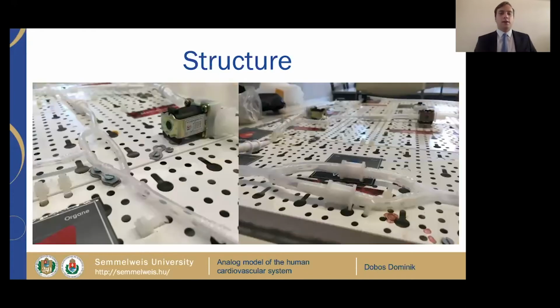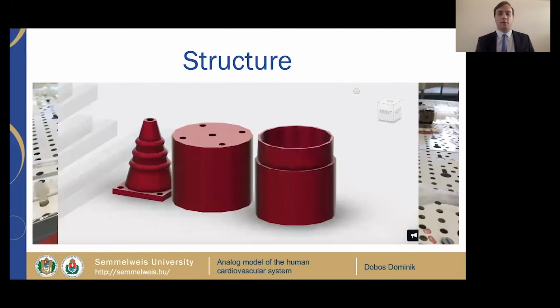The arteries and veins are modeled by transparent elastic tubes, which slightly contract or expand under pressure. And two pressure equalizer tanks can also be seen. One is located at the aorta, and its purpose is to imitate the Windkessel effect. The other pressure equalizer tank is at the beginning of the large vein, the vena cava inferior, and substitutes for the skeletal muscle pump.